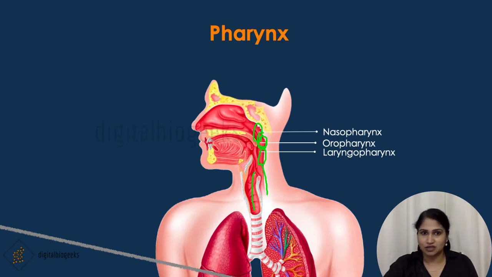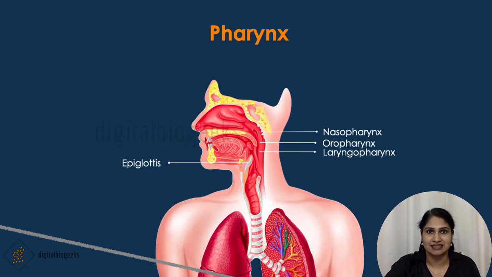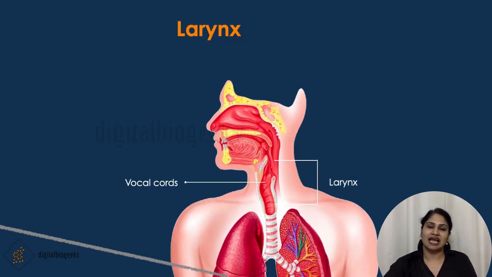There is a structure known as the epiglottis, which is a leaf-like flap at the entrance of the larynx. Its main function is to seal off the trachea or the windpipe during eating so that food doesn't accidentally reach the lungs. Larynx is commonly called the voice box. Air passes through the larynx on its way to the lungs.